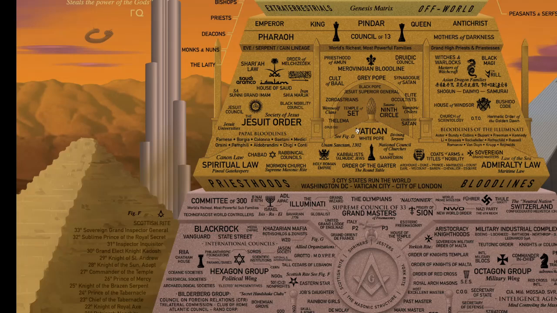Now we get to the middle. Right here you've got the Vatican, okay, and its relationship to Christianity. And above it, he's got some of the most interesting terms and spiritual orders. The Church of Satan, something that has become more popular over time.